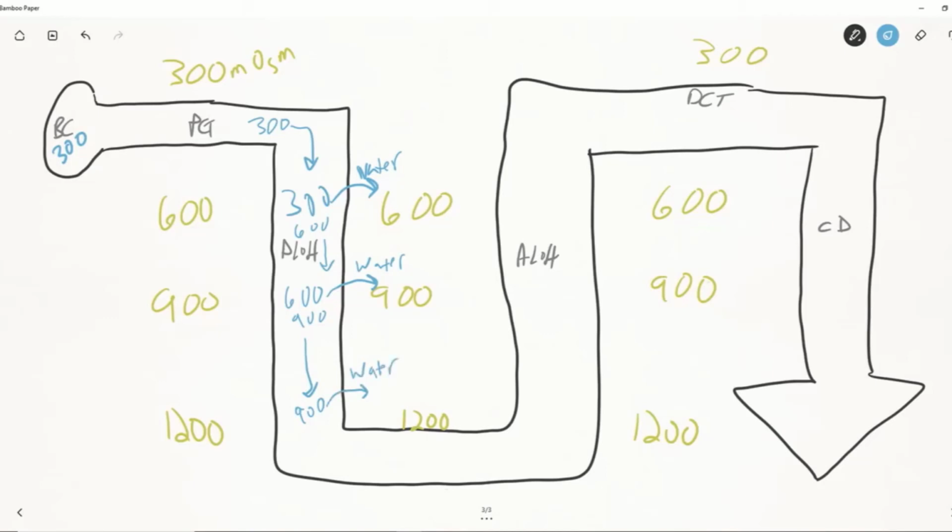So the entire descending limb of the loop of Henle, as that filtrate is going down the loop of Henle, we are just continually pulling water out of the nephron into the interstitium until we get to the bottom. And now the osmolarity of the filtrate is 1200 milliosmoles, much more concentrated than it was in the beginning. That 1200 milliosmoles means we have reabsorbed a lot of water.